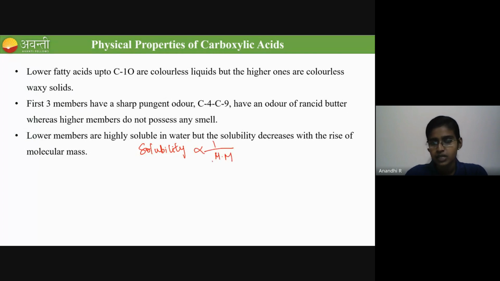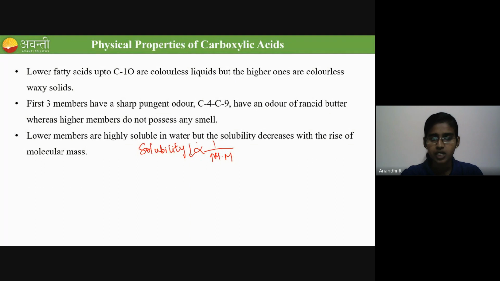If molar mass increases, solubility decreases, because the R group, the alkyl group length, increases. The length of the alkyl chain increases so that it will not allow the carboxylic acid part to form the bond with the H2O molecule and get dissolved in it. That's why the higher members are insoluble or only slightly soluble in water.